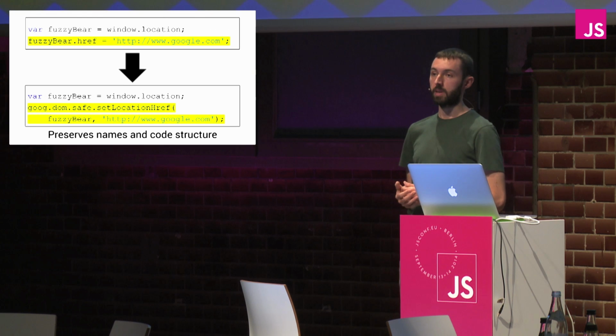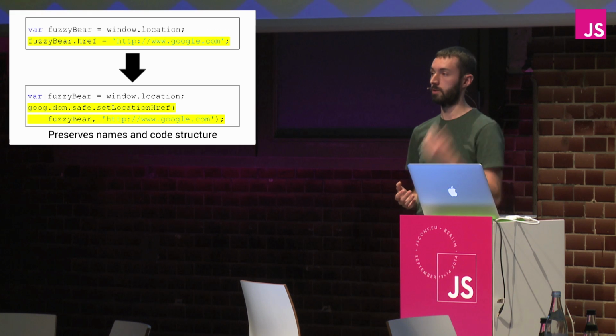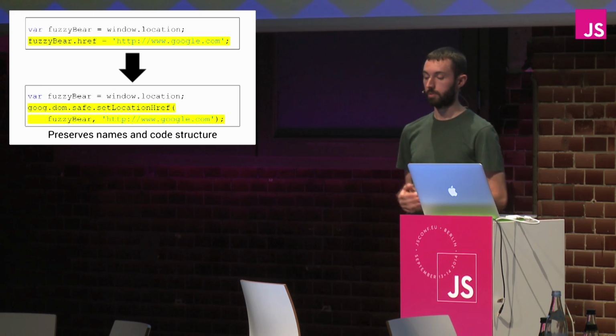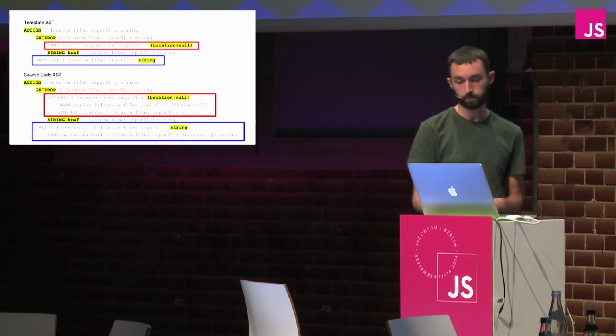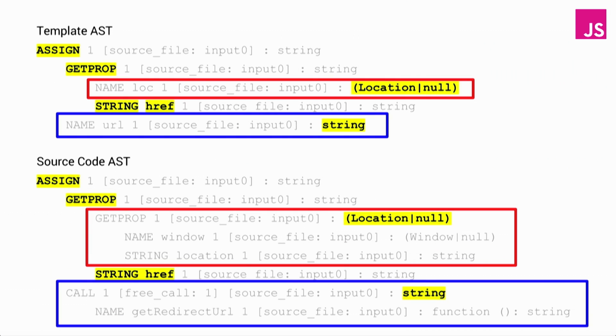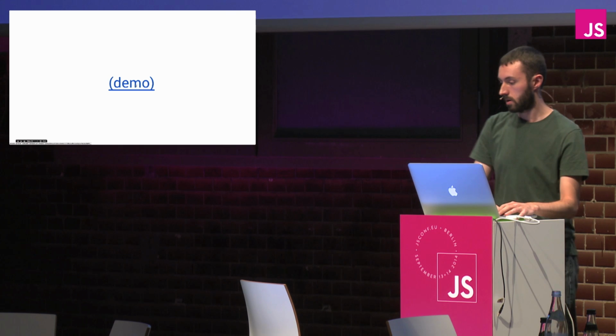it preserves the names and code structure because the tool doesn't care about any of that. So you can alias window.location to whatever name you feel like, and it would still preserve the right piece of code. And it does this because of this matching by type. It knows that in the template, the LOC variable should be replaced by the source code that it matched against from the same type. And so it can preserve that code structure and names.